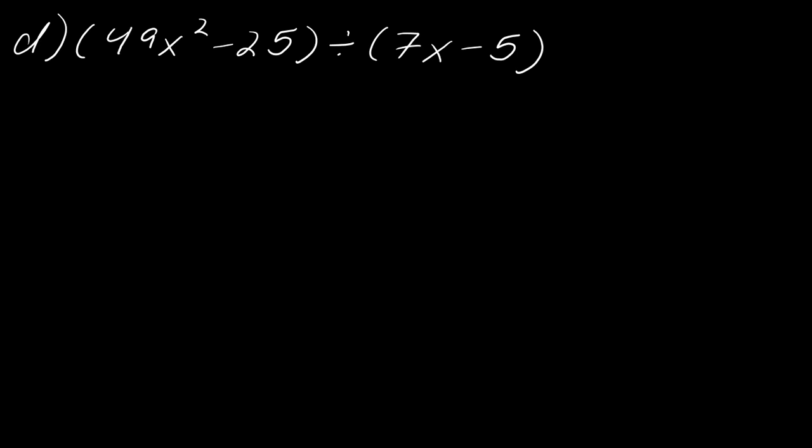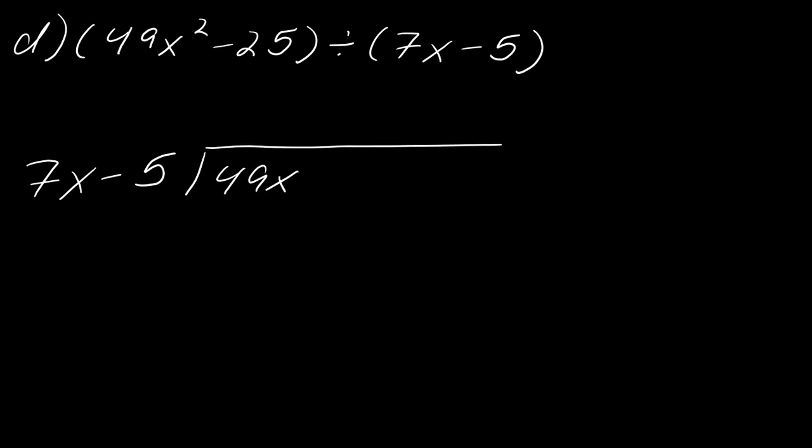Okay, so now we've got 49x squared minus 25 divided by 7x minus 5. Now for this one, when I set this up, actually let me do 7x minus 5. So remember, we want to go in descending order, and if we're missing a variable, so we want to go x squared, x, and then the number. So if we're missing the x, we just put in a 0 placeholder.